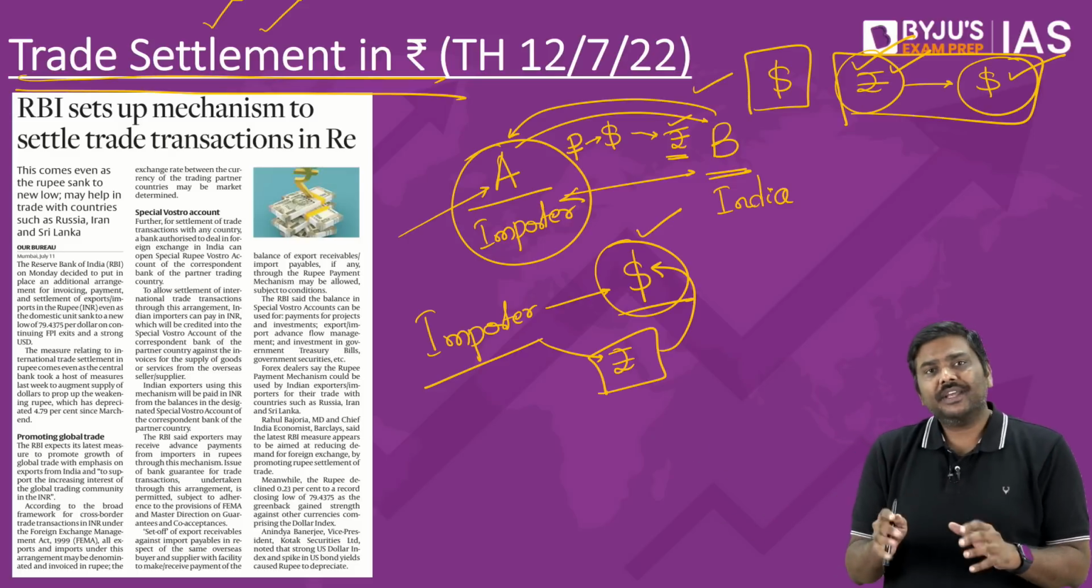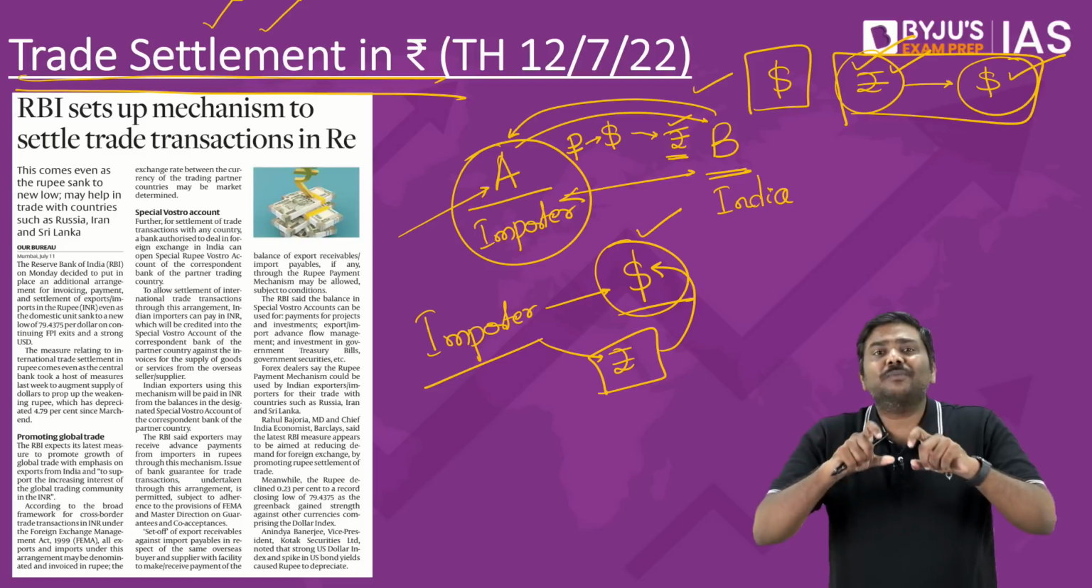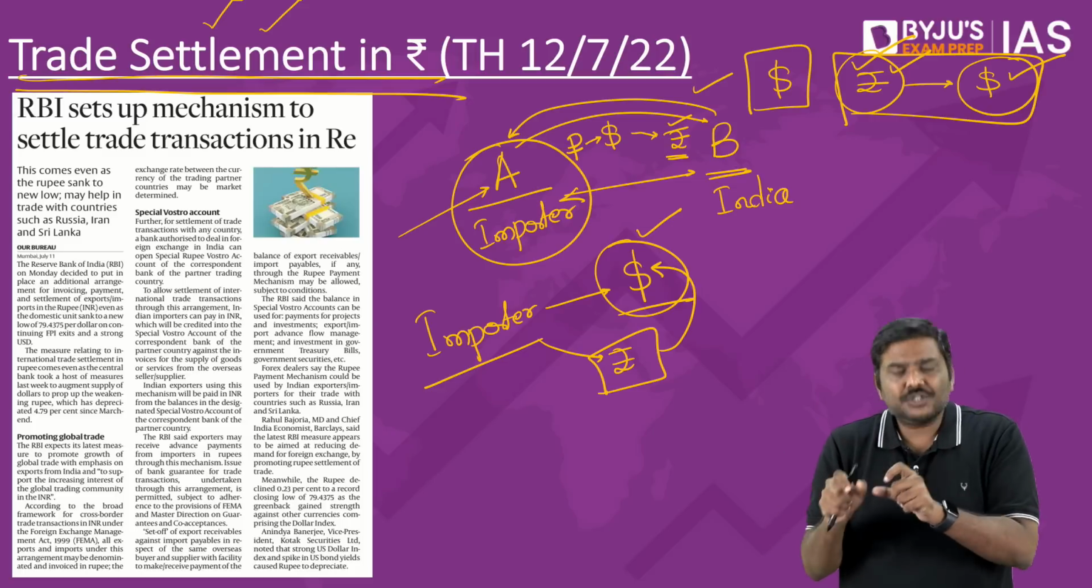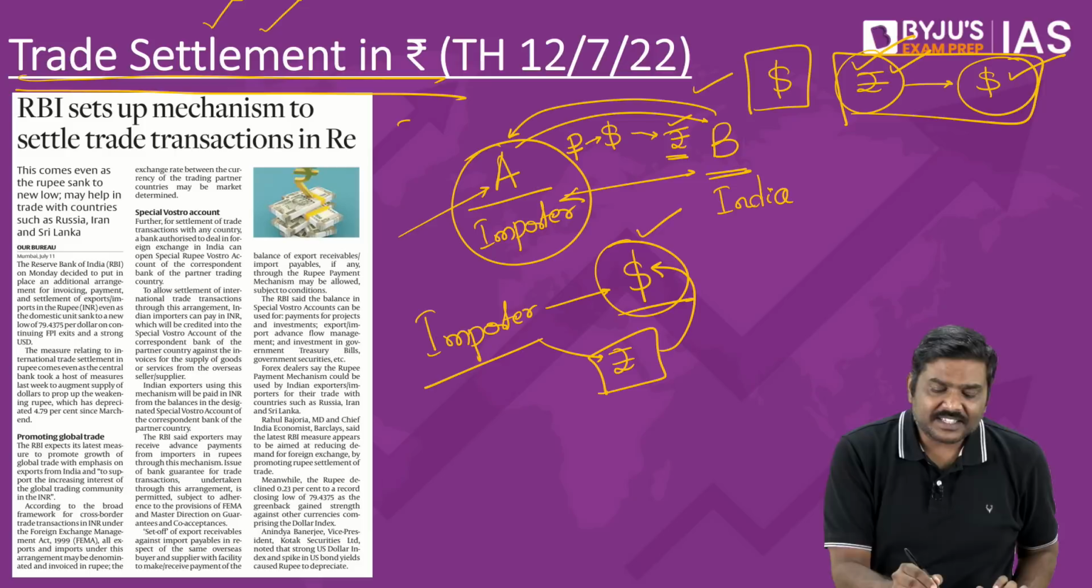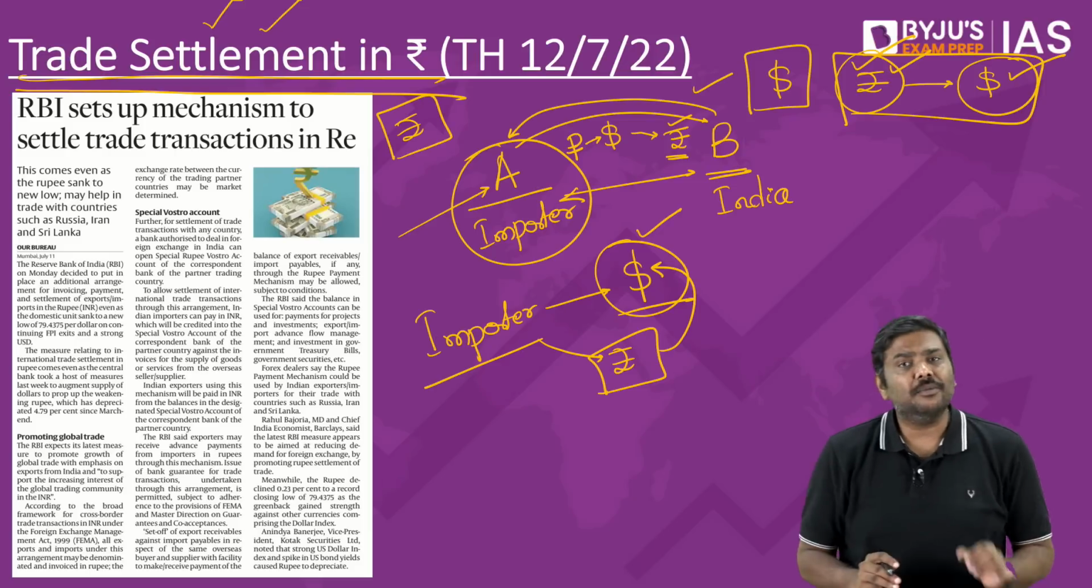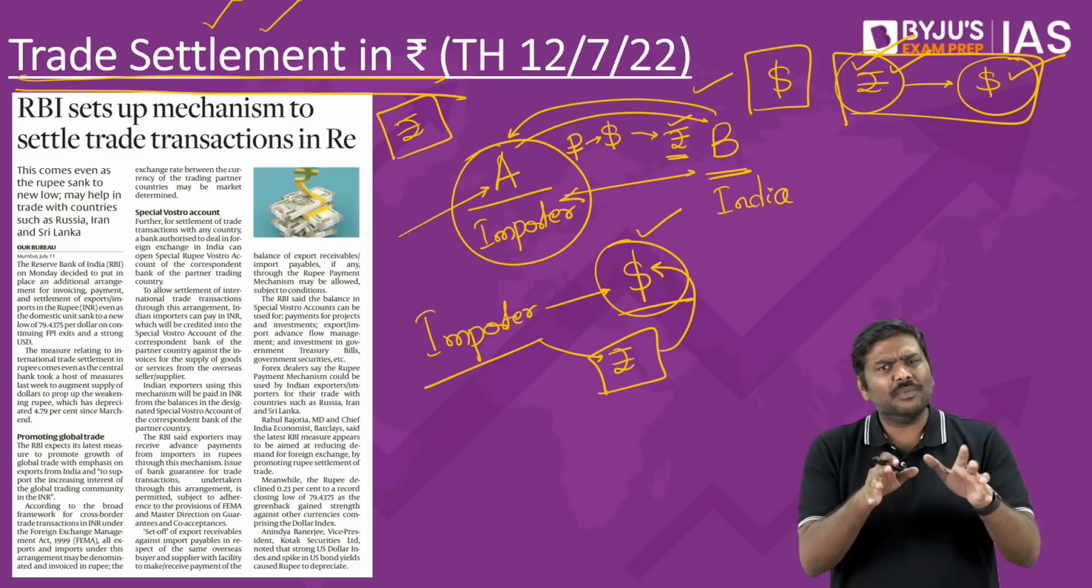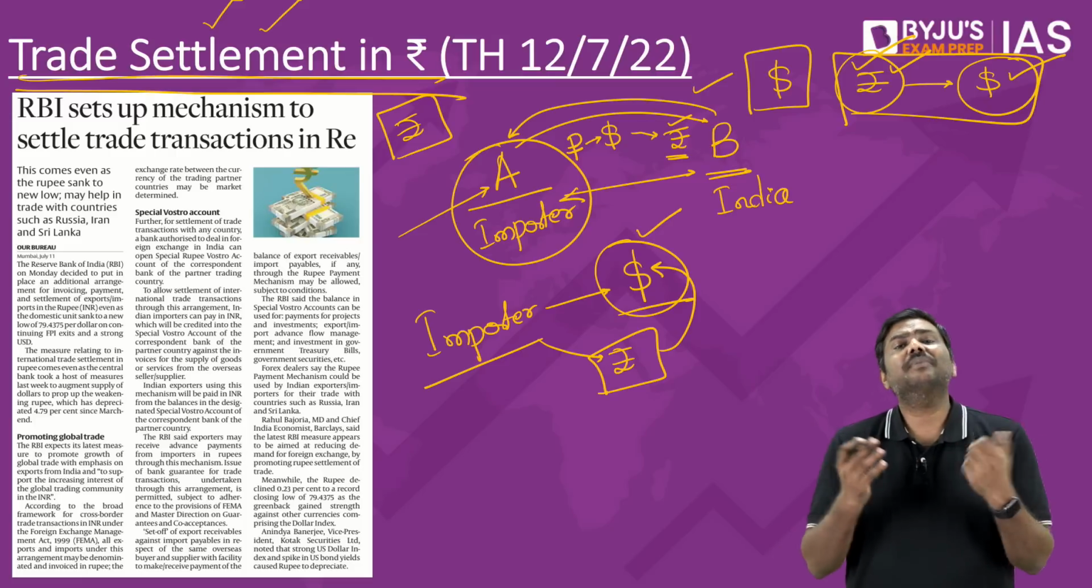In this particular context, one way to reduce the pressure on the rupee is to ensure that the trade is conducted, or the trade settlement is done, in rupees. That is the domestic currency. Sir, what do you mean by this?